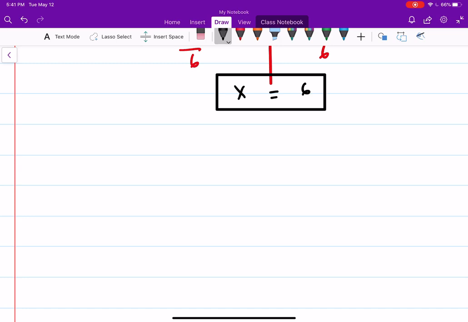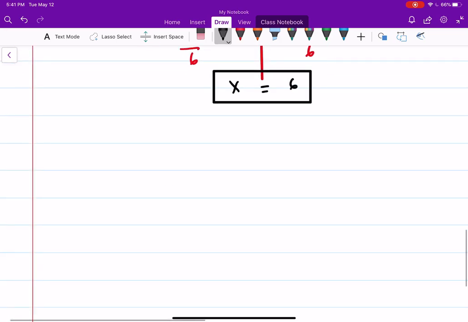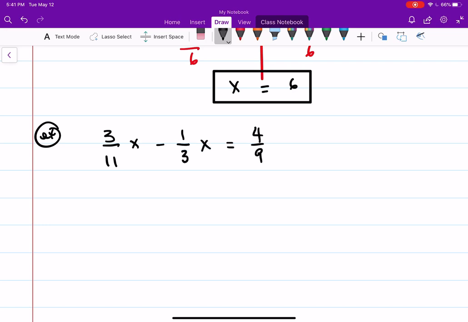All right. Let's see here. I want to do a few more problems. Yep, literally a few more problems. All right, let's do another example here. So here, I have 3 over 11x minus 1/3. Wow, that's awful. 1/3 x equals 4 over 9x plus 1. Okay?